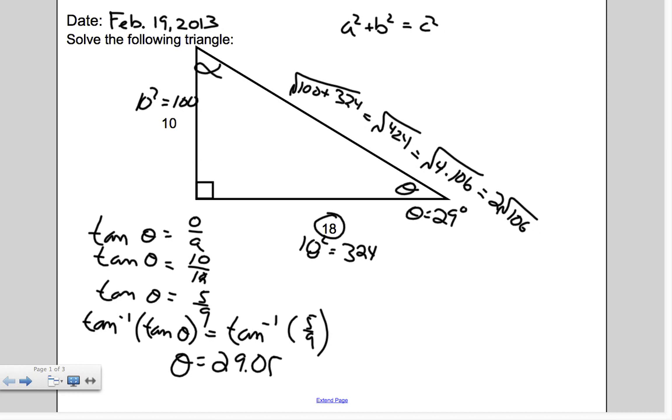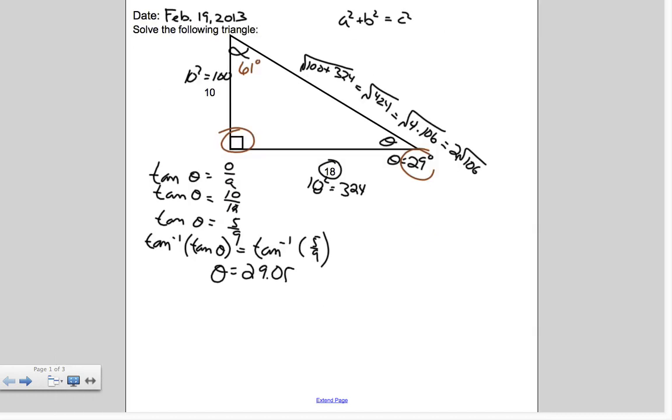Well, what about alpha? If I say that's alpha, what's alpha? You can do the whole thing again, or you know that all the angles of a triangle add up to 180. So we get 180 minus 90, minus 29, is 61. However, I would not recommend doing it that way.